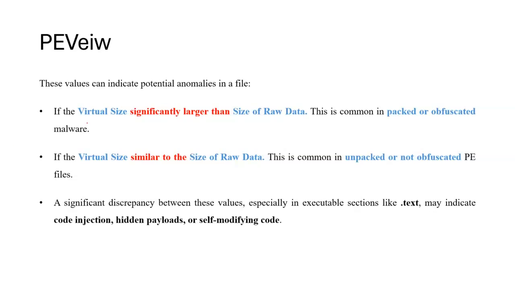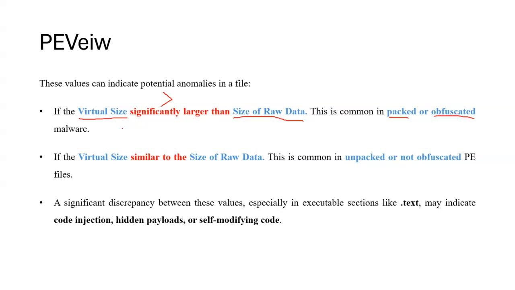Based on this, we can understand the rules that we need to remember, okay? If the virtual size is significantly greater than the raw size, then this is common in packed or obfuscated files basically. That means it's likely that malware has been packed in it.